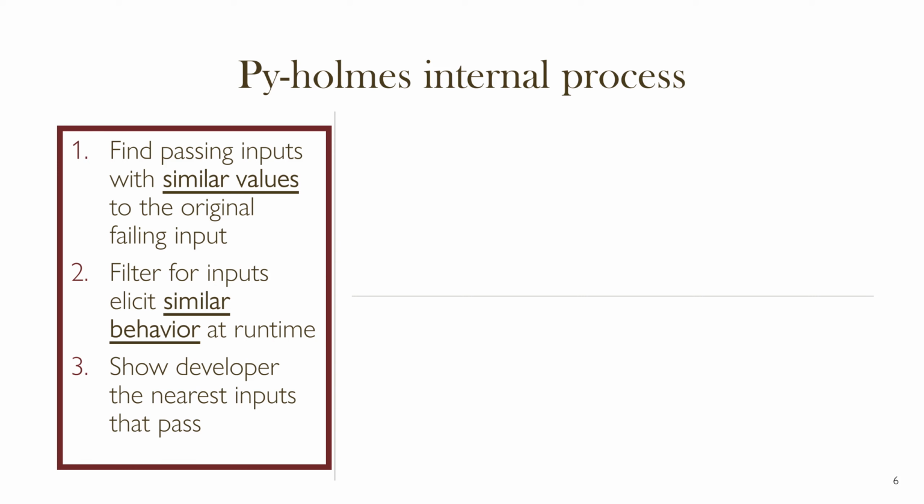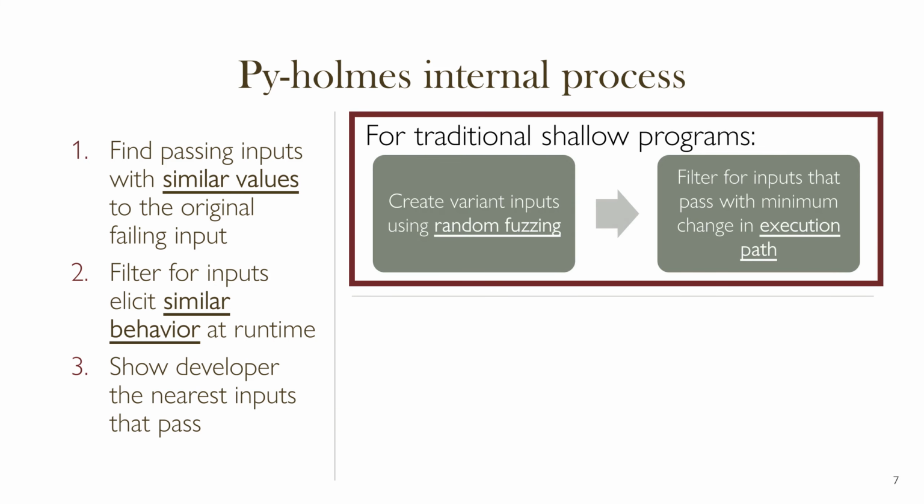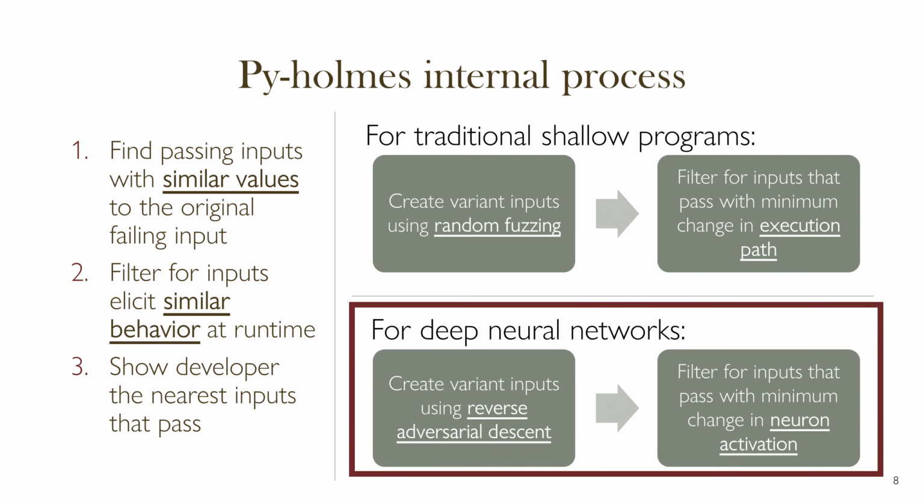Depending on whether the program under test is a traditional shallow program or a deep neural network, PyHolmes uses one of two implementations. If the program under test is a traditional shallow program, similar input values are found by applying random fuzzing to the original input. Next, those inputs are filtered for similar behavior by comparing the execution paths they produce with the execution path produced by the original input.